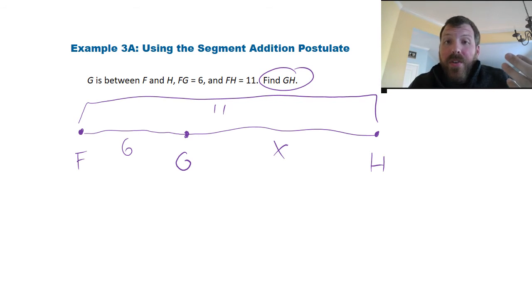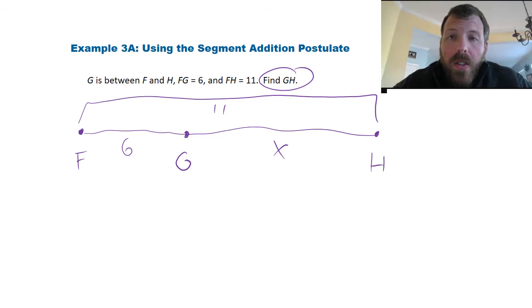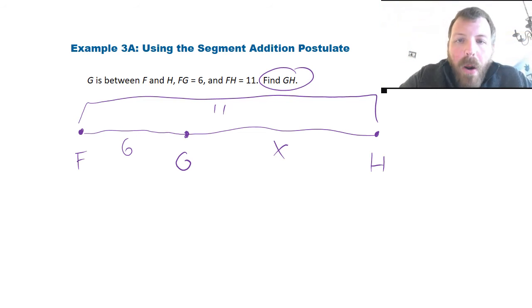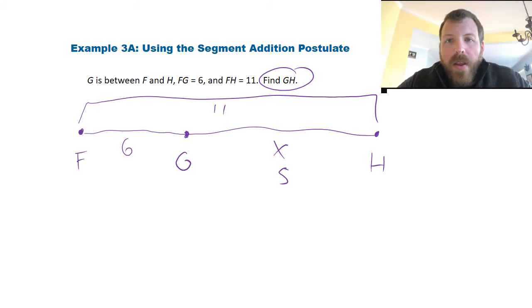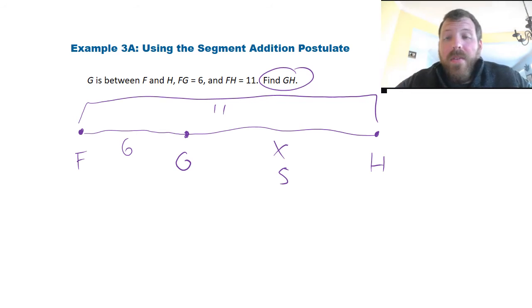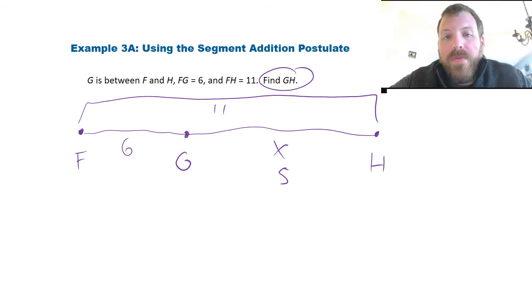Well, all I have to do is look and see what I'm actually trying to find. I already know the whole distance, right? I know the whole distance is 11. I know part of it is 6. That means the other part would have to be 5, because 6 plus 5 equals 11, or 11 minus 6 equals 5.